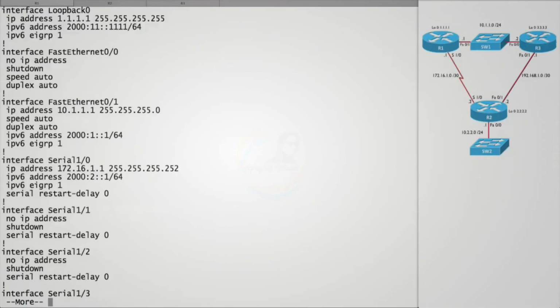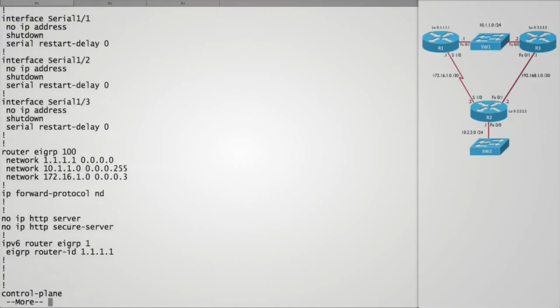We have a dual stack configuration. In other words, we're configured for both IPv4 and IPv6, but that's okay. And here we see the EIGRP router configuration for IP version 4. Here it is for IP version 6. We're focused on IPv4 right now, though. Those network statements all look fine.